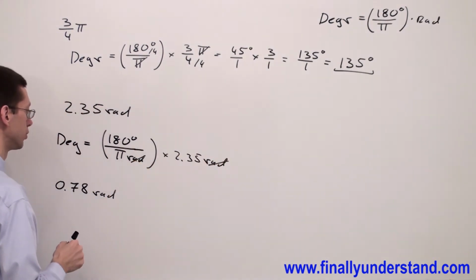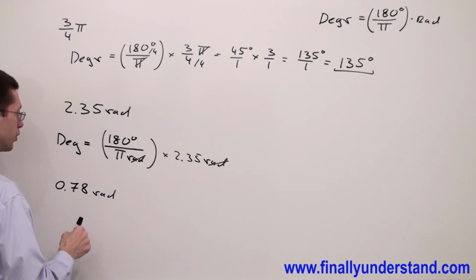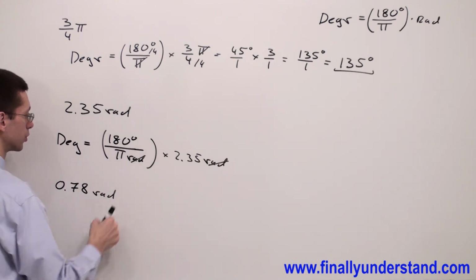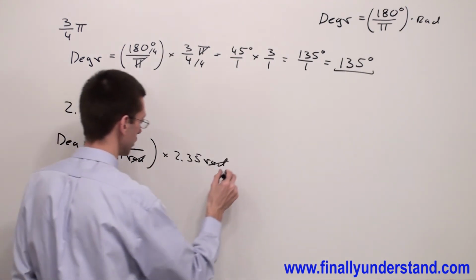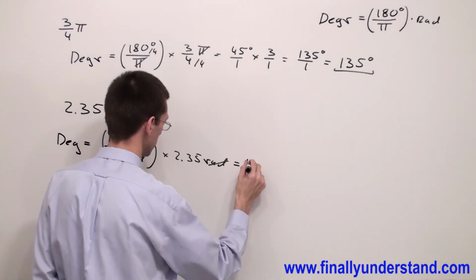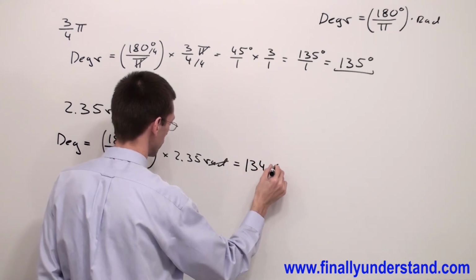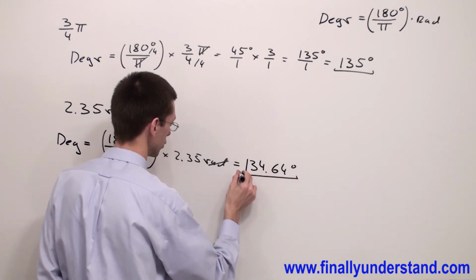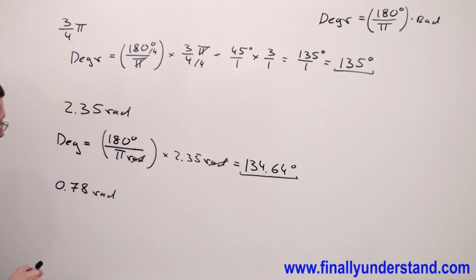This time I have to use the calculator. Simply type 180 divided by pi times 2.35. This is equal to 134.64 degrees. This is the solution to my problem.